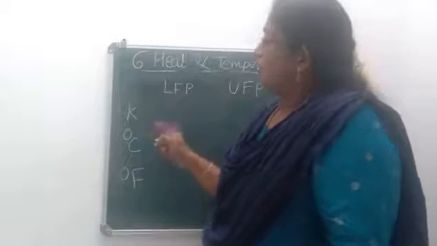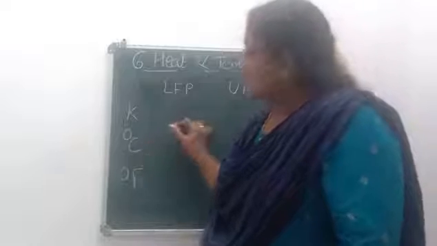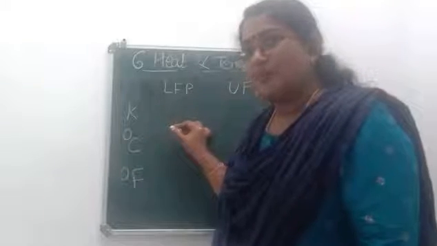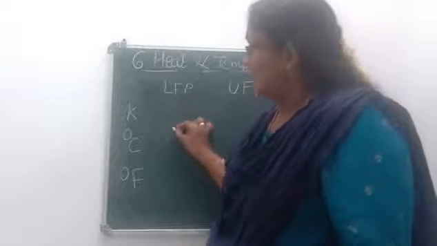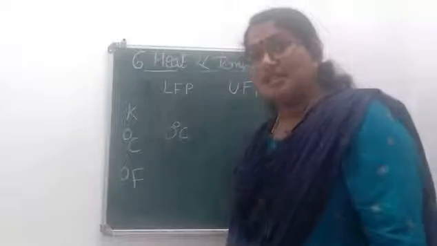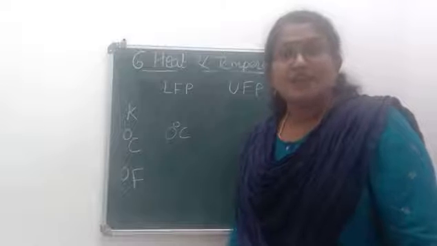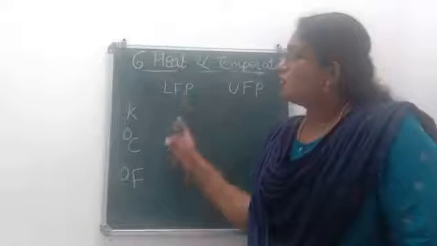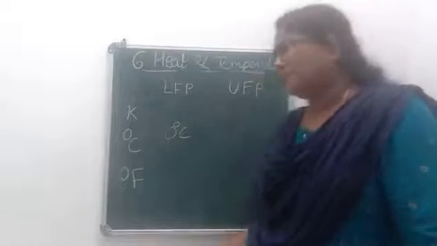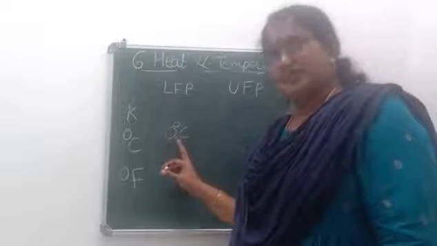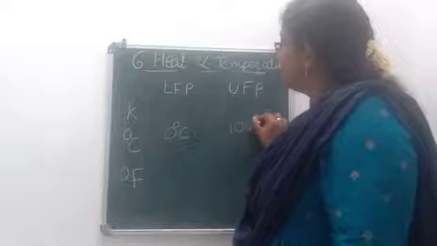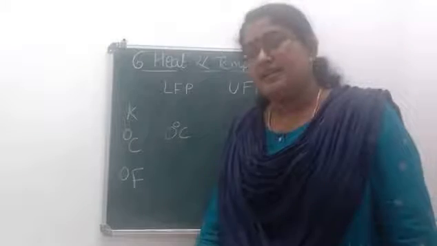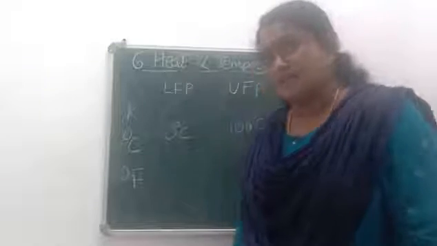Okay. So, first we will start with degree Celsius. What is the lower fixed point in the Celsius scale? Here it will be 0 degree Celsius, isn't it? Ice melts at 0 degree Celsius, so the lower fixed point is 0 degree Celsius. Now, what is the upper fixed point? It is 100 degree Celsius.